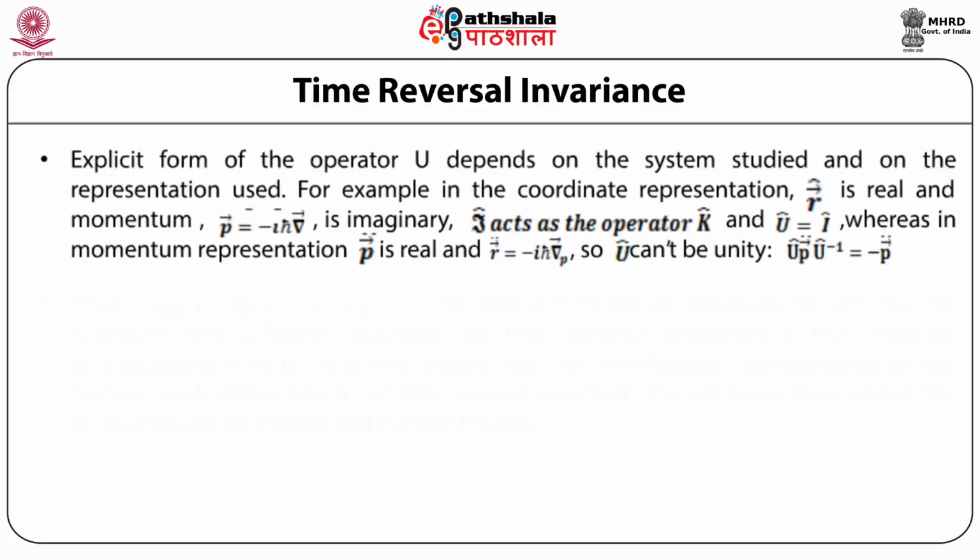Whereas if we use the momentum representation, in which the momentum vector is real and the position vector is imaginary, that is, the position vector is given by minus iota times h cross times del operator with respect to p, where the del operator is the differentiation with respect to the momentum vector, then here the operator U can't be unity. And we get the relation operator U acting on the momentum vector p times operator U inverse is equal to minus of momentum vector p operator.